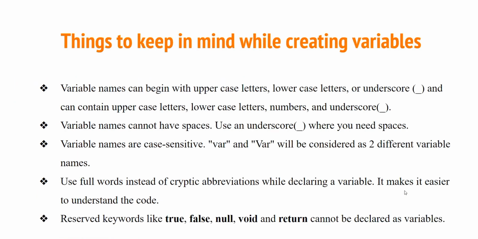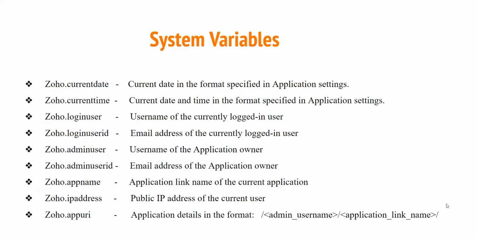There are certain points that we should keep in mind when we're creating variables. Variable names can begin with uppercase letters, lowercase letters, or underscore, and they can also contain uppercase letters, lowercase letters, numbers, and underscore. Variable names cannot have spaces, and therefore we have to use an underscore when we need spaces. Variable names are also case sensitive, and therefore the same word with a small letter and a capital letter will be considered as two different names. It is preferred that we give meaningful names which will help us understand the variable, and the reserved keywords like true, false, null, void, and return cannot be declared as variables.